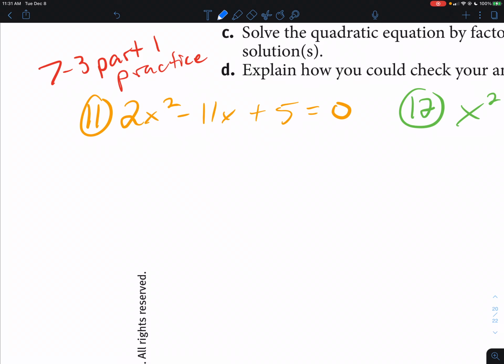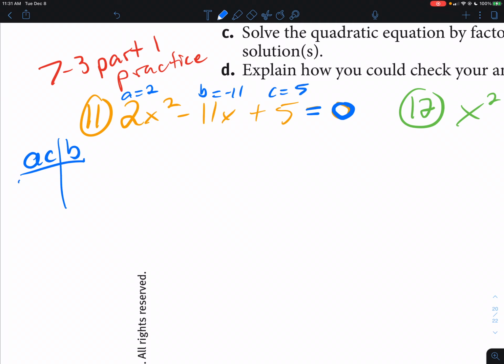Okay, so we're solving these by factoring. So a couple requirements. It should be equal to 0 before you start factoring it. This one is already equal to 0, so we can go ahead and factor it, make our ACP chart. A is 2, B is negative 11, and C is 5.